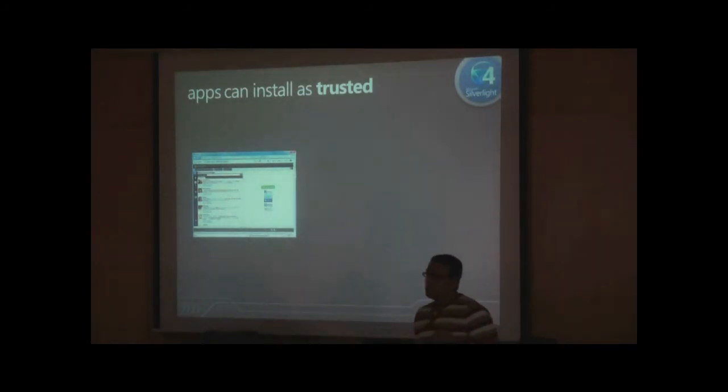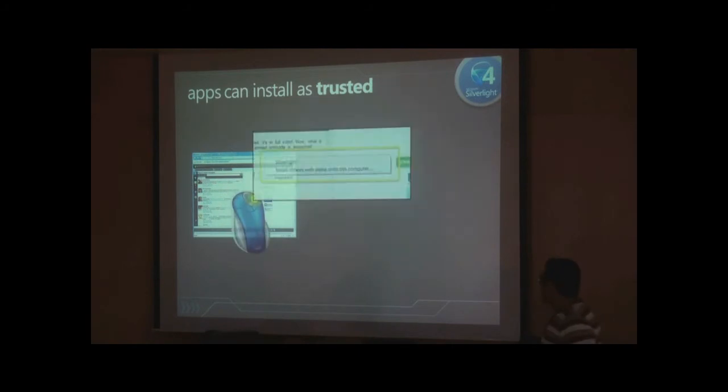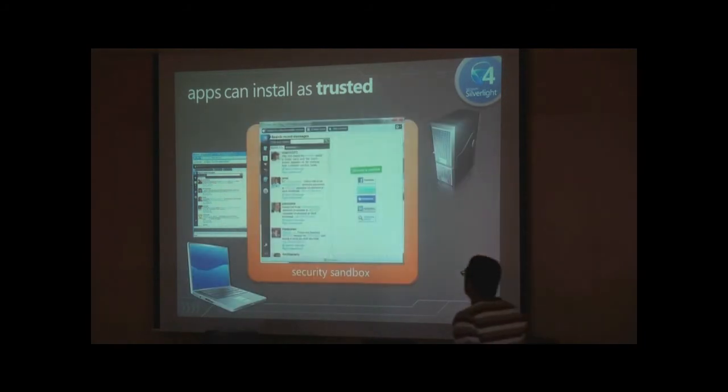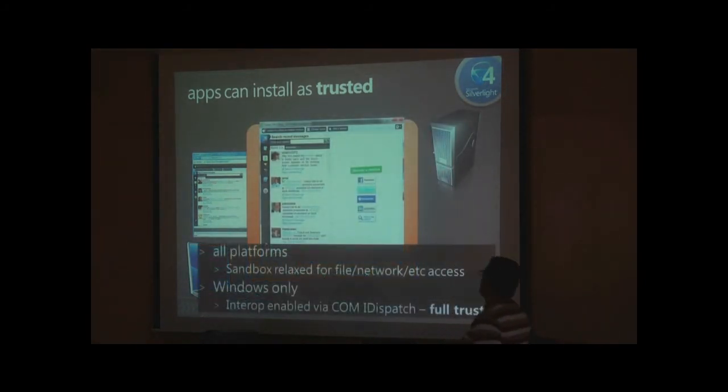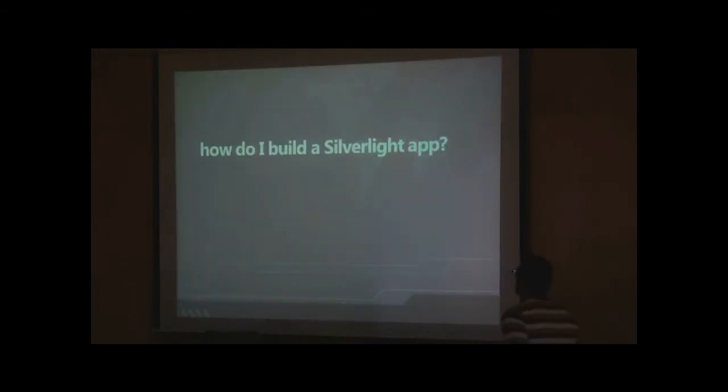Starting from Silverlight 4, we have relaxed limitations. Now you can access local files if you install the application locally. You can access local files, you can access the network, and if you are running on a Windows platform, you can call COM components.